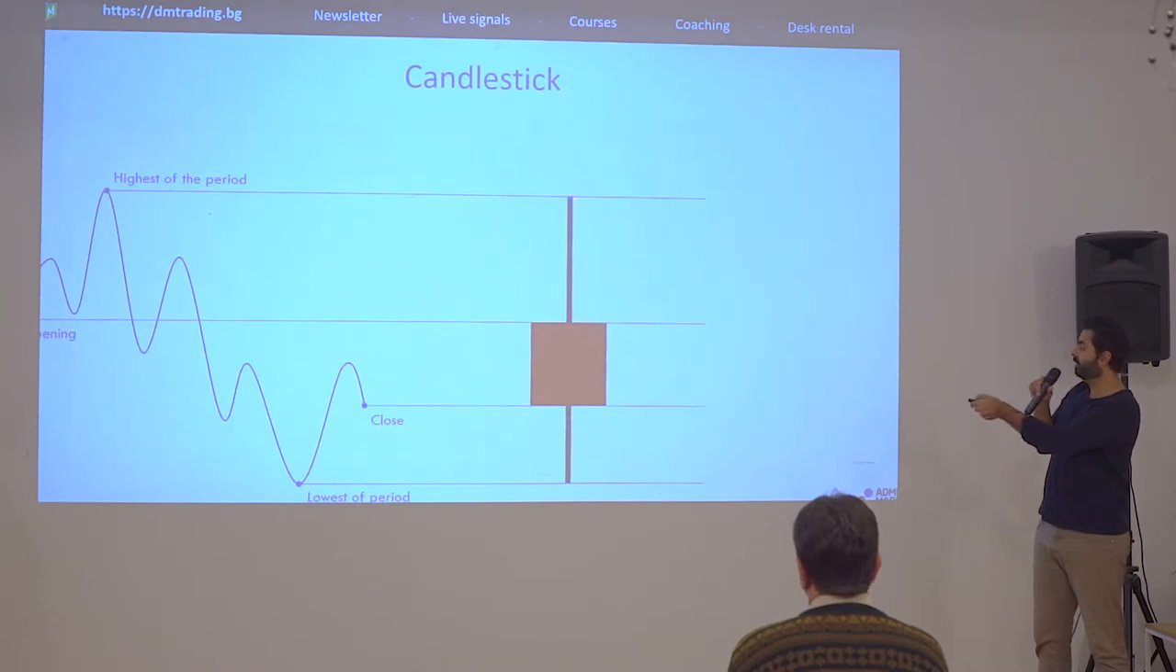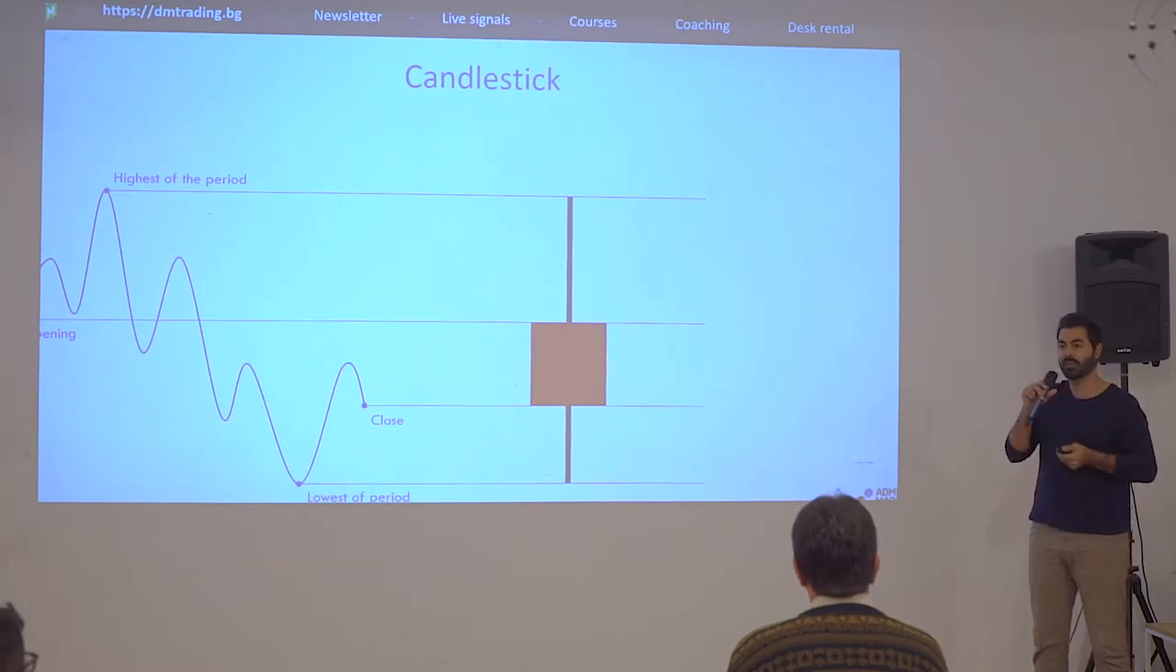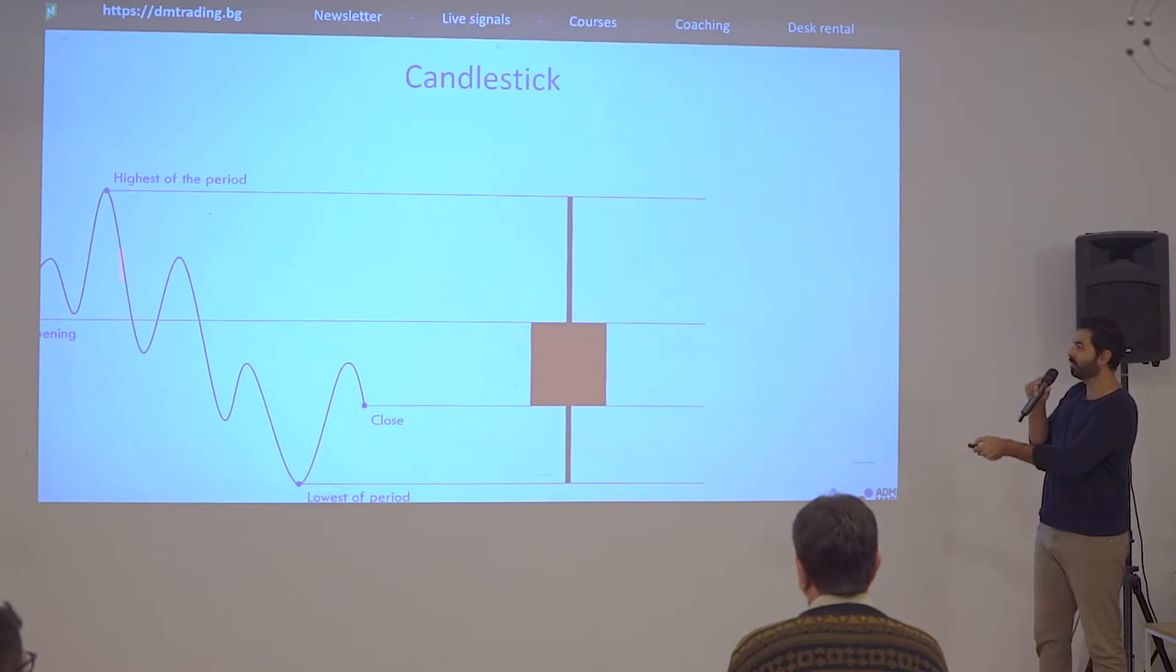Then you have the shadow. Everybody has different words for that, so we don't really care, but I like to call them the shadow of the body. The highest point of the period is here, and the lowest is here. So those two representations show the same thing. They show what happened during 4 hours. But here you have a lot of information that is maybe not necessary. Here you have just where we were at 9, and where we are now at 1.